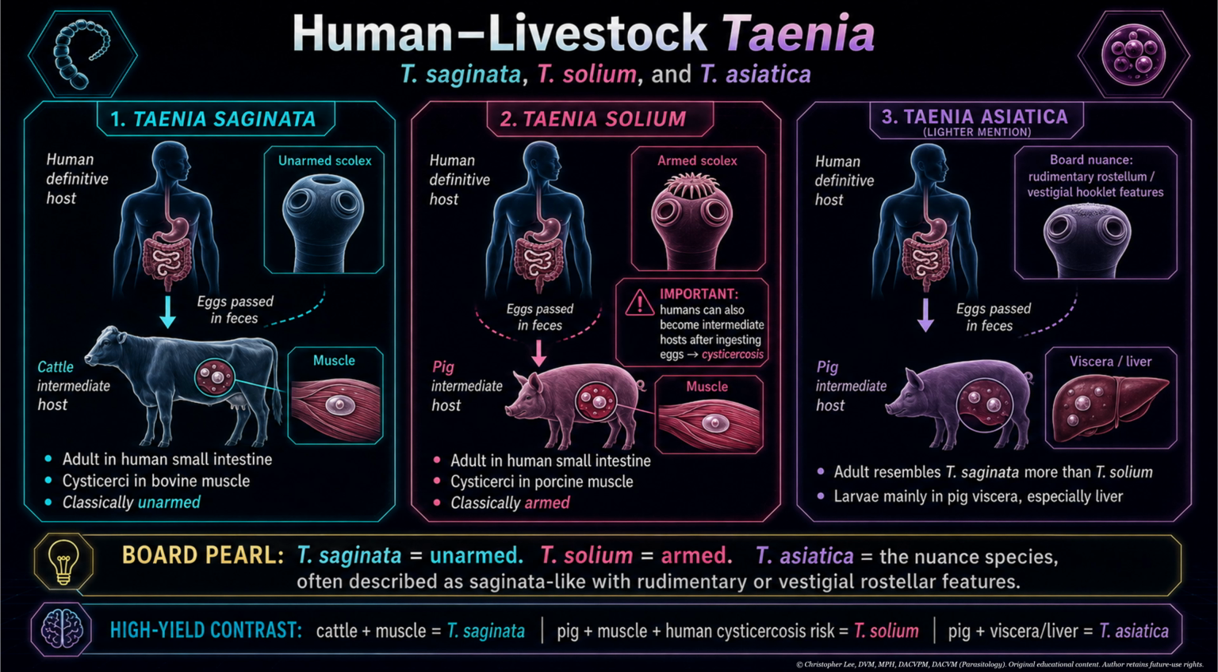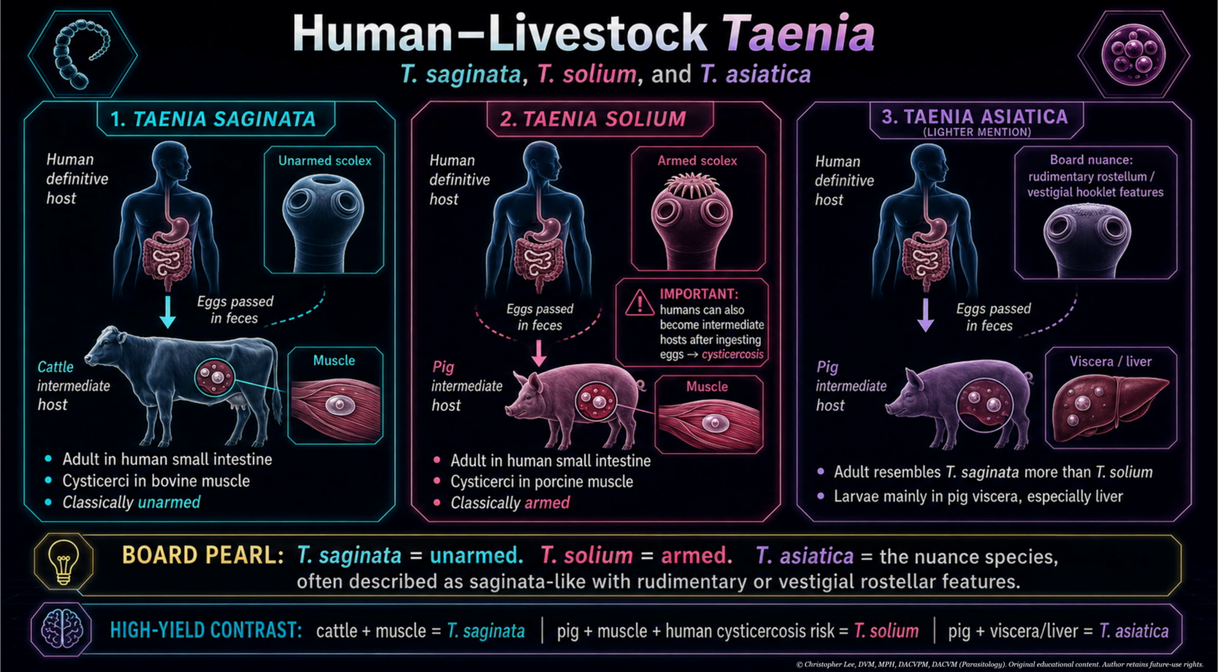Taenia saginata is the beef tapeworm. Humans are the definitive hosts, cattle are the intermediate hosts, and cysticerci develop in bovine muscle. These larvae are called cysticerci. Cysticercus comes from the Greek roots meaning bladder and tail, reflecting the bladder-like larval form.